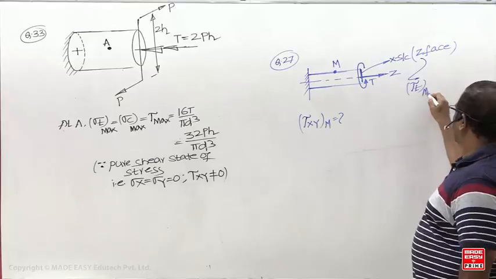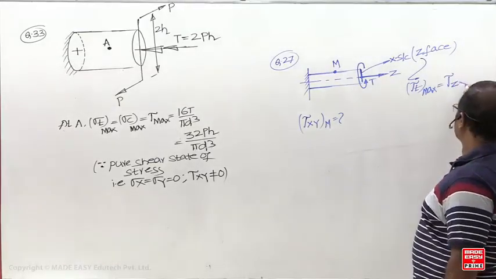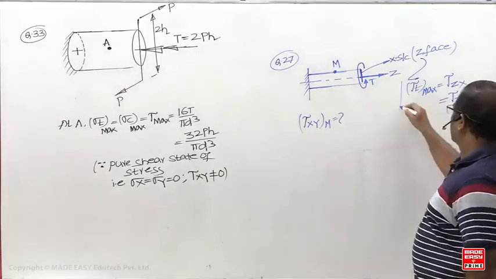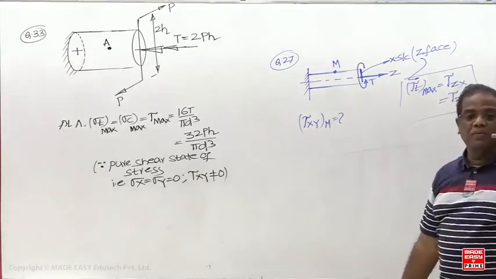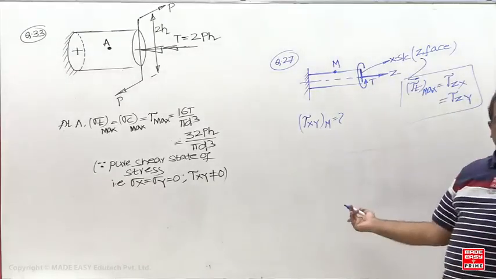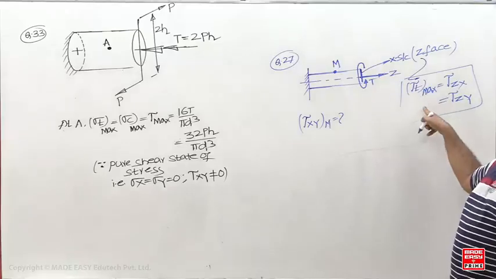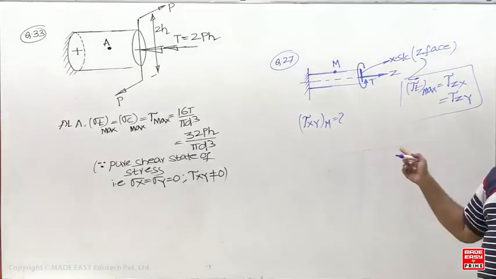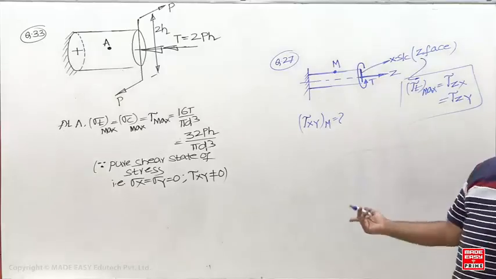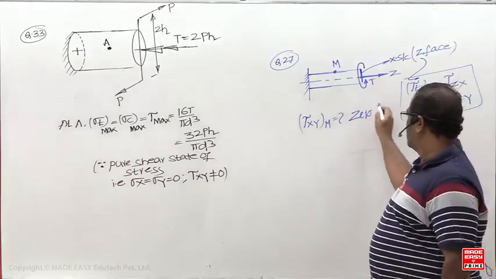Hence, tau t max will become either tau zx or tau zy. But the question is asking tau xy, and on Z phase you will not get it. Z phase has tau zx and tau zy. So torsional shear stress is tau zx and tau zy. But the question is asking tau xy, so the answer is directly 0.